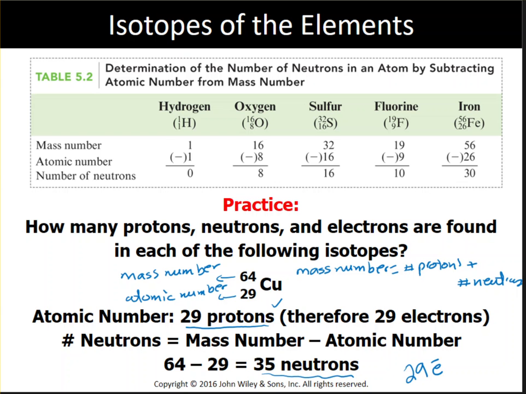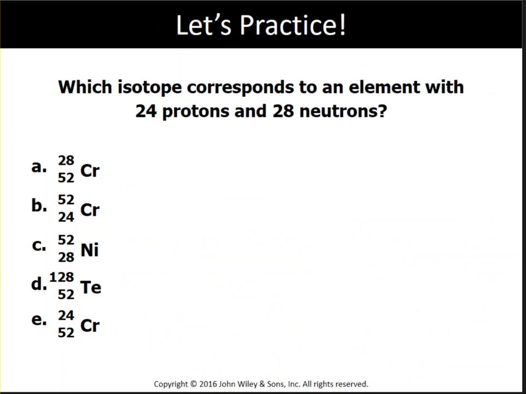So let's look at an example. You want to know which isotope corresponds to an element with 24 protons and 28 neutrons. So we want to find an isotope where the number of protons is 24 and the number of neutrons is 28.